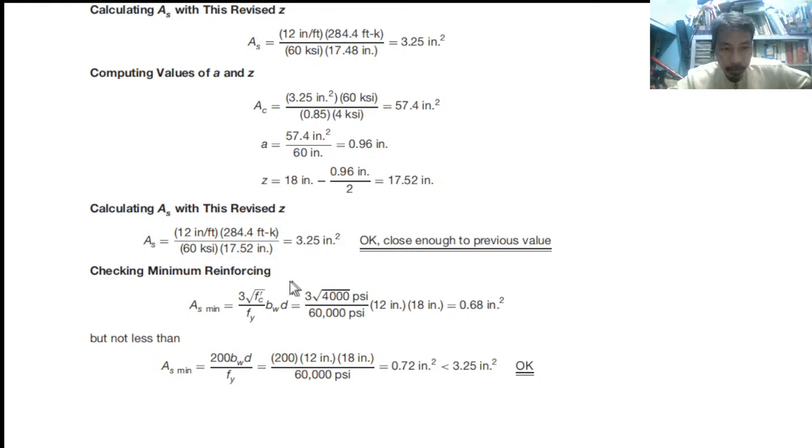Checking minimum reinforcing. So, there are two minimums. Compare which one is the answer: 0.68 or 0.72. So we need 0.72. But still, 0.72 is less than 3.25. Therefore, it is okay because we have 3.25 square inches of steel area. This is minimum. It's okay.